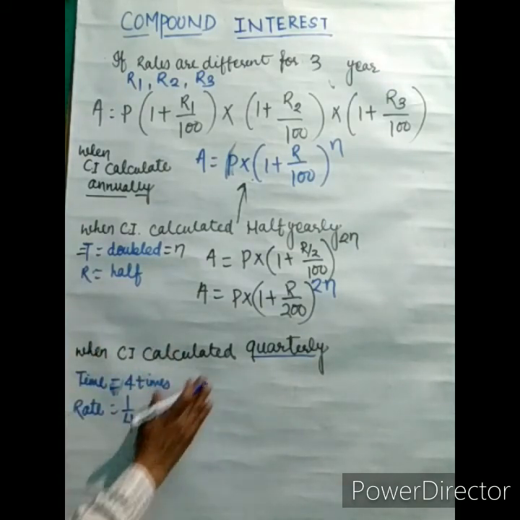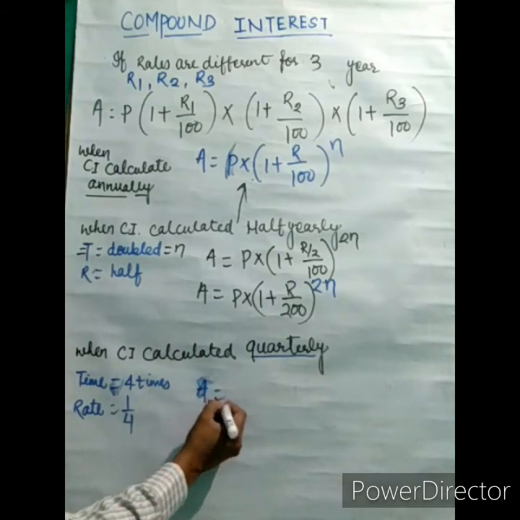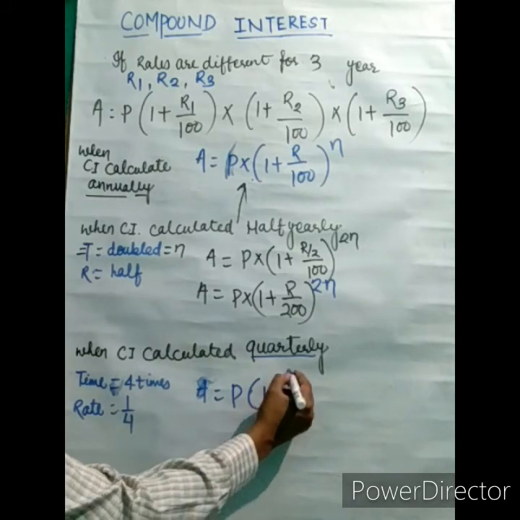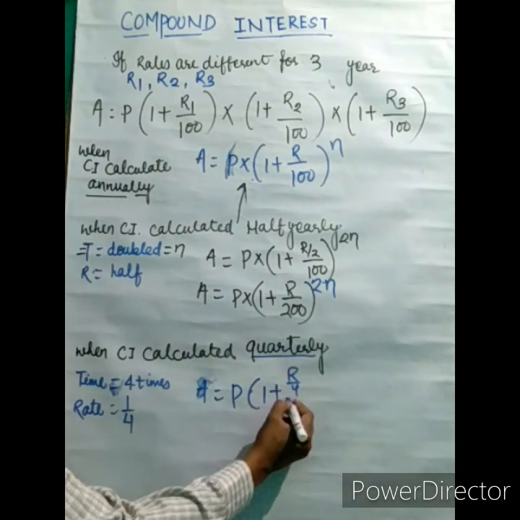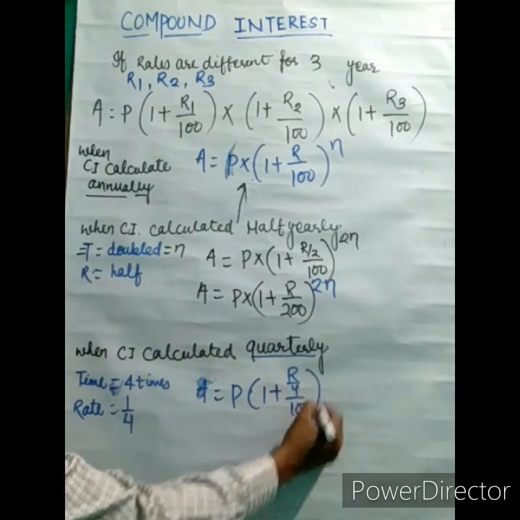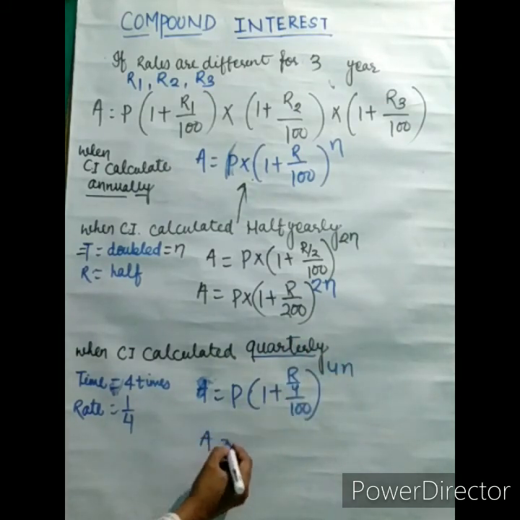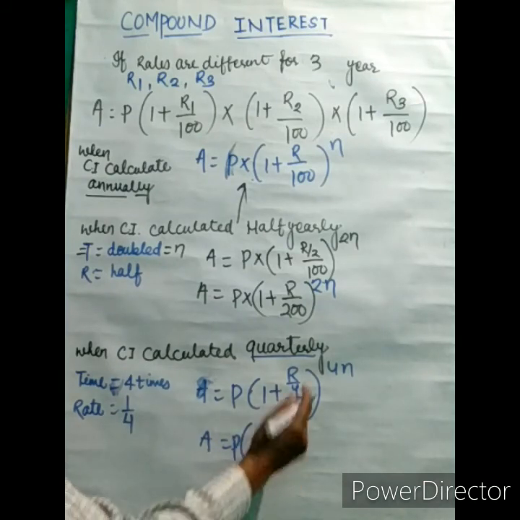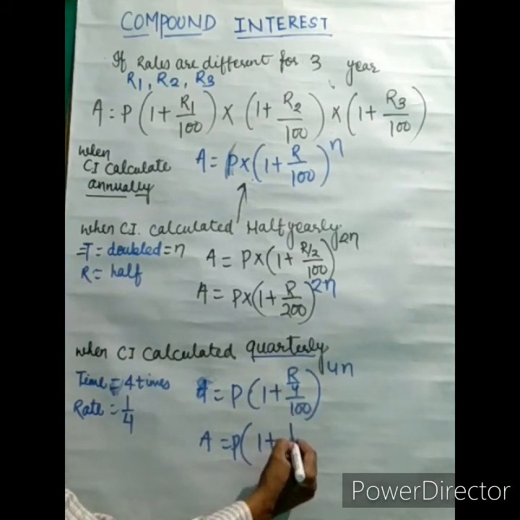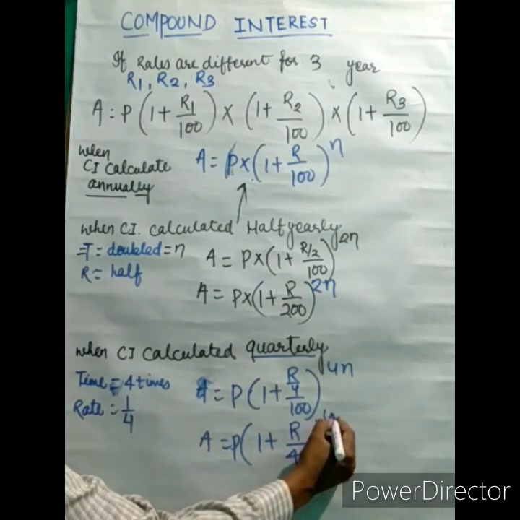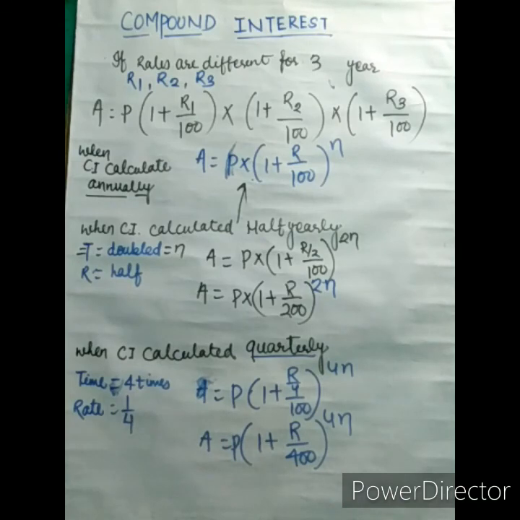So amount equal to P into 1 plus the rate R over 4 over 100, and your time n will become 4n. Amount is equal to principal into 1 plus R over 400 power 4n. This will become your formula.